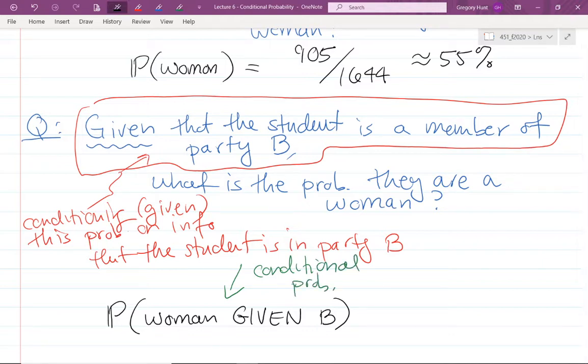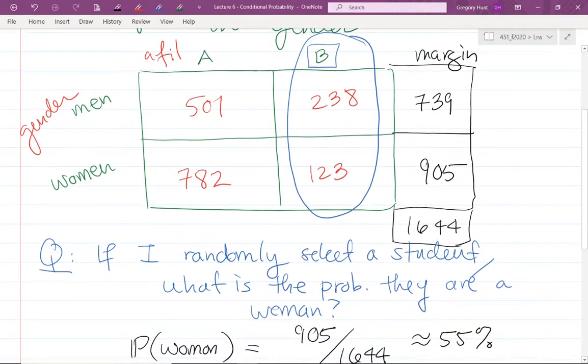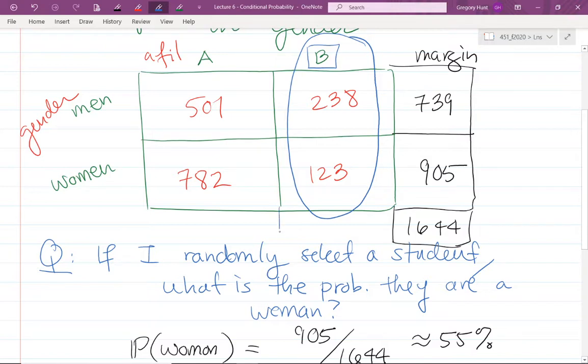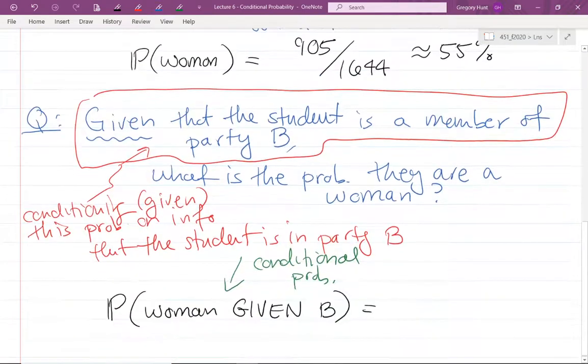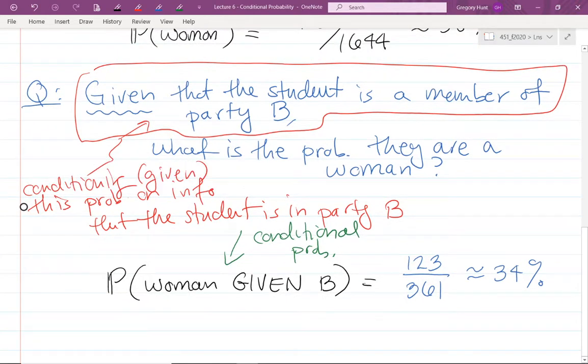Okay, so how can we calculate this given the table above? Let's go back up to our table. Now we're going to condition on the fact that they're in party B. So we can restrict our information to all the information about party B. The total number of students in party B, we sum up and put in the margin of our table. It looks like there are 361 students in party B, and of them, 123 are women. So we could calculate this probability as 123 out of 361, or approximately 34% are women in party B. So if I'm given the fact that they're in party B, the probability they're women is 34%.